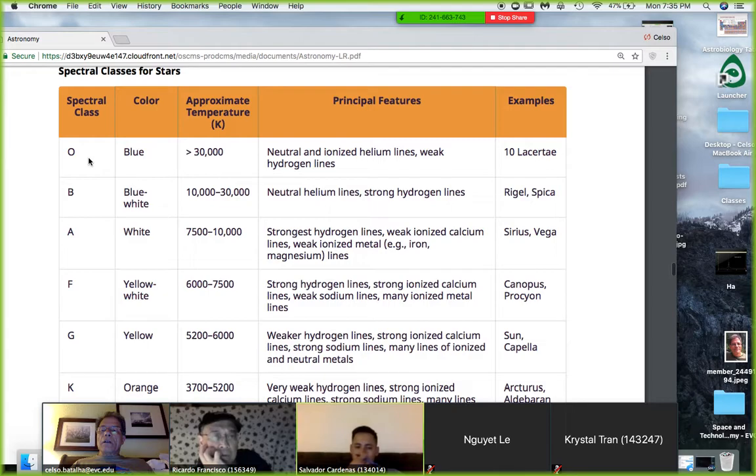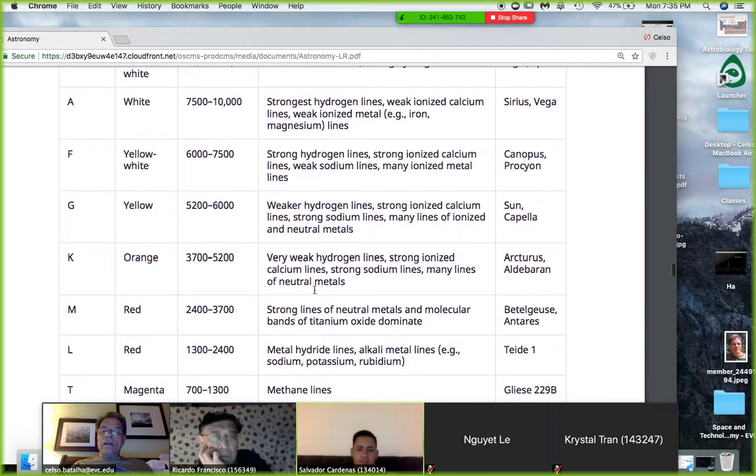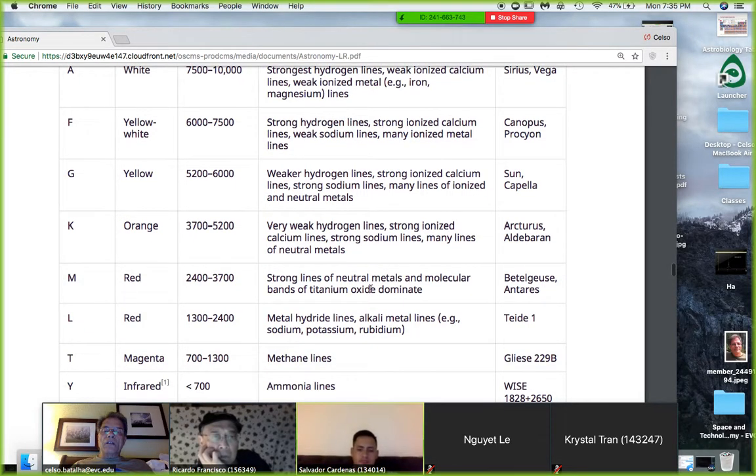So O stars, they tend to have strong helium lines and somewhat weak hydrogen lines. But B stars have stronger hydrogen lines, and the hydrogen line becomes the strongest in A stars. And then they start decaying, and so in M stars, they are not so strong at all. Okay. Whereas you can look at sodium lines, which are relatively strong in a star like the Sun.